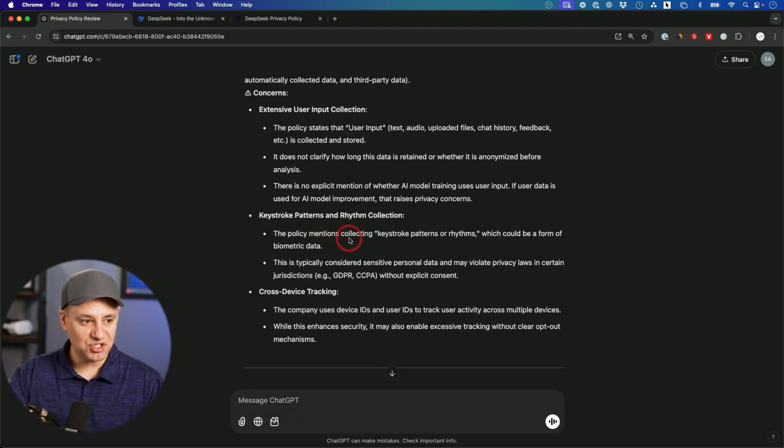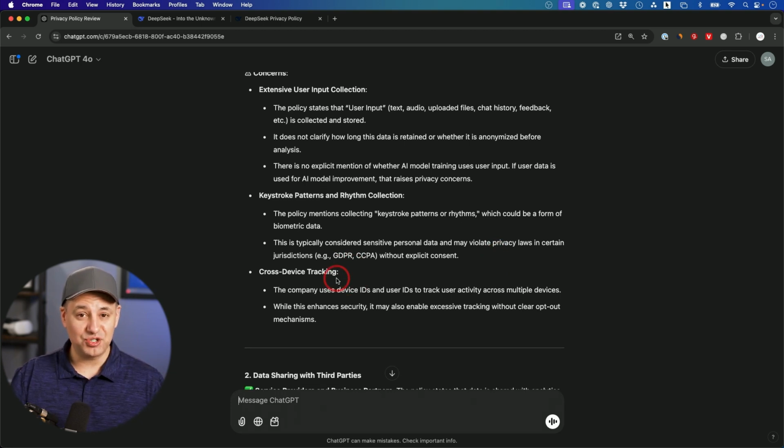And look at this one, keystroke pattern and rhythm collection. The policy mentions collecting keystroke patterns and rhythms, which could be a form of biometric data. Now, this is a form of collecting sensitive personal data, and it says it may violate some laws, especially maybe in the EU, GDPR, those types of things. They do have a mobile app, which right now in the US is the #1 app in the App Store. And it says the company uses device ID, user ID, and tracks user activity across multiple devices.